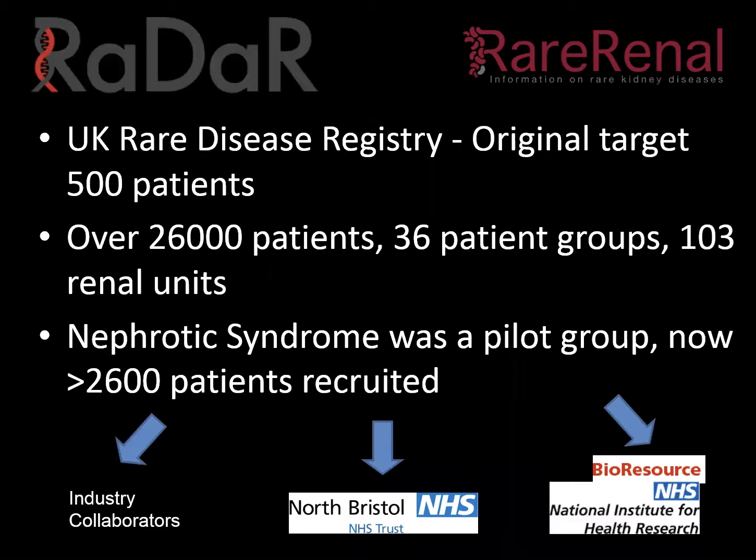About 10 years ago, we set up RADAR, which is the UK Renal Rare Disease Registry. The original target when we got the grant for this was 500 patients, and this has been hugely successful. RADAR now has over 26,000 patients, 36 different patient groups, which are rare diseases, of which nephrotic syndrome is one, and covers most of the renal units in the UK.